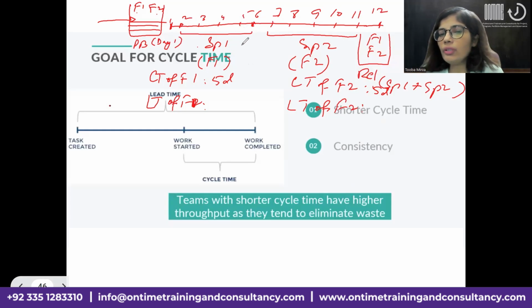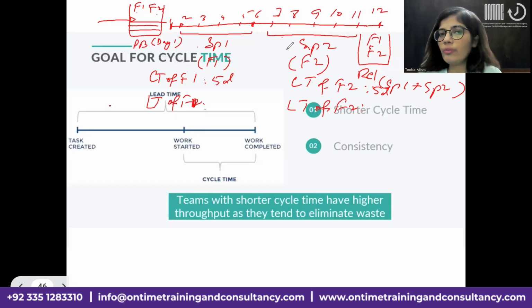Although F1 is released on the 11th day, when the whole release is delivered to the customer, the cycle time is independent of when the work is released. The cycle time is the time that we take for that work to start and complete, even if it is not released or delivered. And the same is the case with sprint 2.